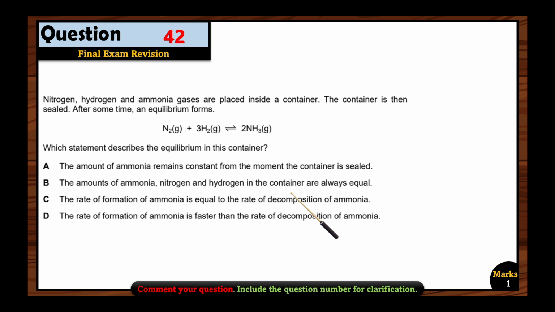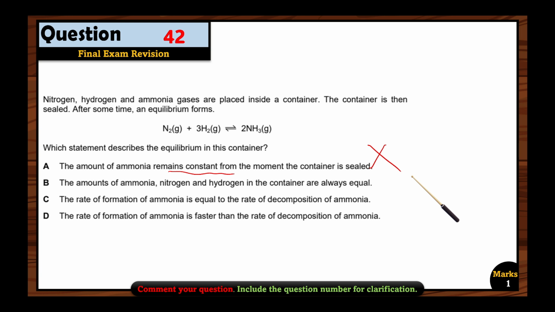Question 42. Nitrogen, hydrogen and ammonia gases are placed inside a container. The container is then sealed. After some time, an equilibrium is formed. Which statement describes the equilibrium in this container? The amount of ammonia remains constant from the moment the container is sealed. That's wrong, because in the start maybe the ammonia was less, but later it becomes more, and then a time came when the equilibrium was reached. So this is not right.